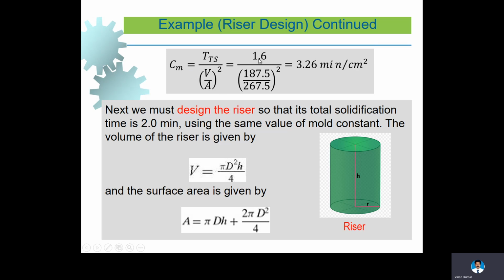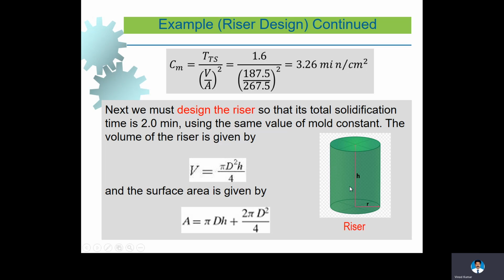The solidification time for the casting is 1.6 minutes, and the volume and area are what we calculated, and n is equal to 2. We get the mold constant Cm equal to 3.26 minutes per centimeter square. So using this, we have got the mold constant of the casting. It will be the same as the mold constant for the riser.